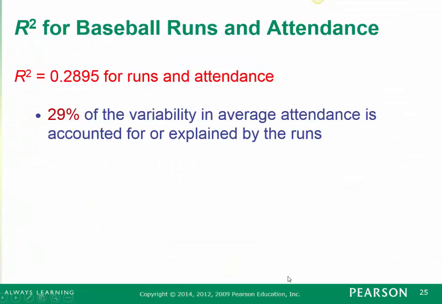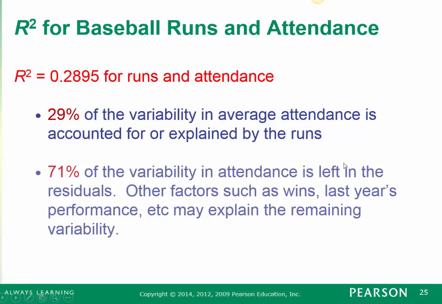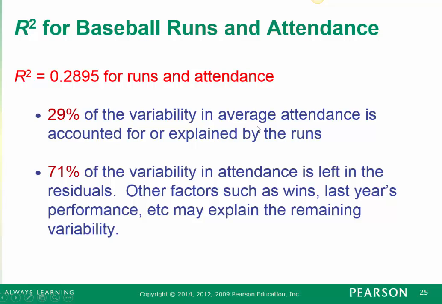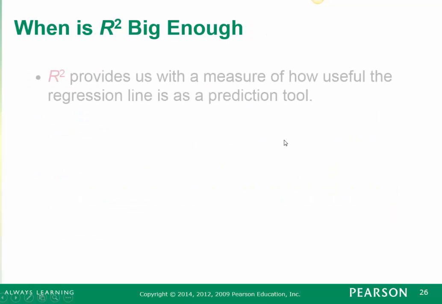So that tells me 29% of the variation in the average attendance, what we're trying to predict, is accounted for or explained by the runs. But that also means 71% of the variation is still left there. There must be other factors that are affecting the attendance of the baseball game other than the number of runs. And they could be a lot of things. Last year's performance, who's playing on the team. I mean, there's a lot of other things. But R squared tells you the amount of variation in the y, the thing you're trying to predict, that is accounted for by the model or by the x variable. Either one of those is an acceptable interpretation.